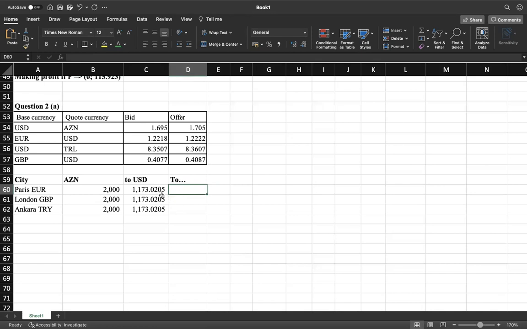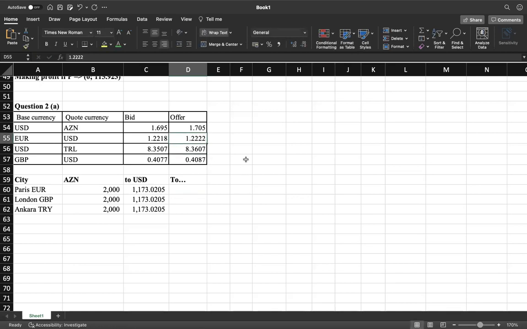We have USD, and we should convert it to Euro. It means we are buying Euro and selling USD. Therefore, we should be interested in one price, the price of 1 euro. How much USD is offered? The EUR/USD offer rate is 1.2222.